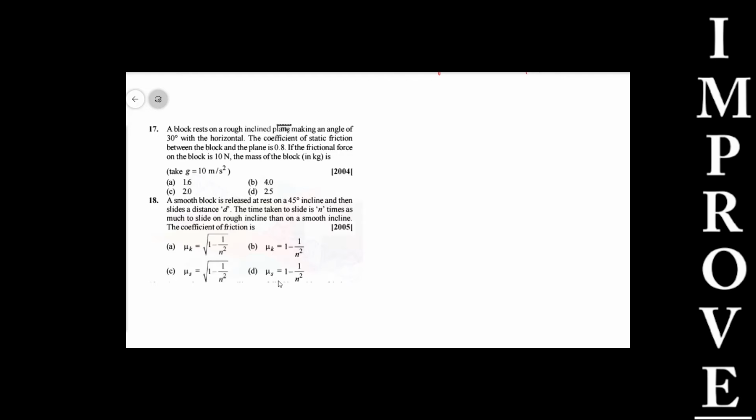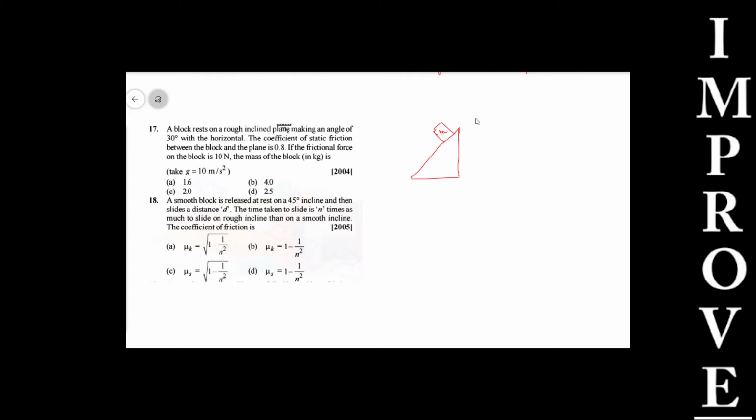Okay, moving on to the next set of problems. A block rests on a rough inclined plane making an angle 30 with the horizontal. The coefficient of static friction between the block and the plane is 0.8. If the frictional force on the block is 10 Newton, the mass of the block is, okay, so let's quickly draw the figure. Suppose the mass is m and the coefficient of static friction between the block and the plane is 0.8. If the frictional force on the block is 10 Newton, find the mass of the block.